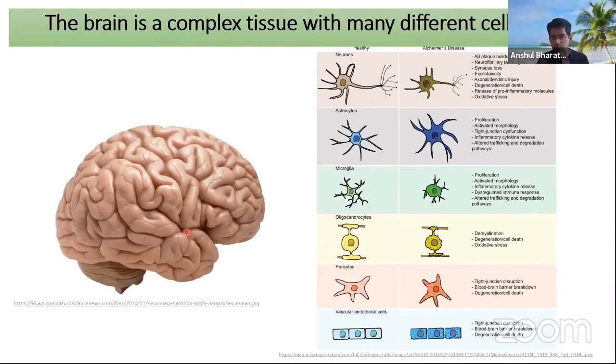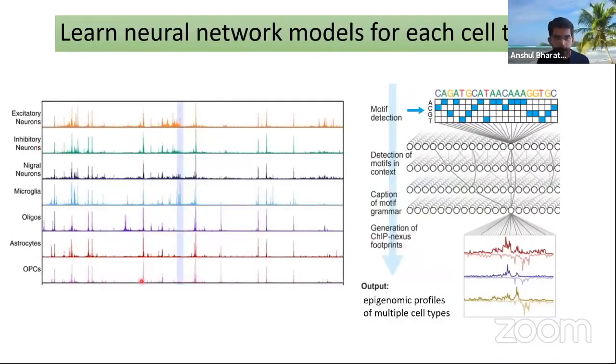The brain is a complex tissue made up of many, many different cell types. And here's one such example of a genomic region. We are seeing different types of cell types in the brain: neurons, microglia, which are the immune cells of the brain, astrocytes, oligodendrocytes. There are hundreds of different cell types in the brain. And you can see the same region of the genome can have different activity in these different cell types, right?